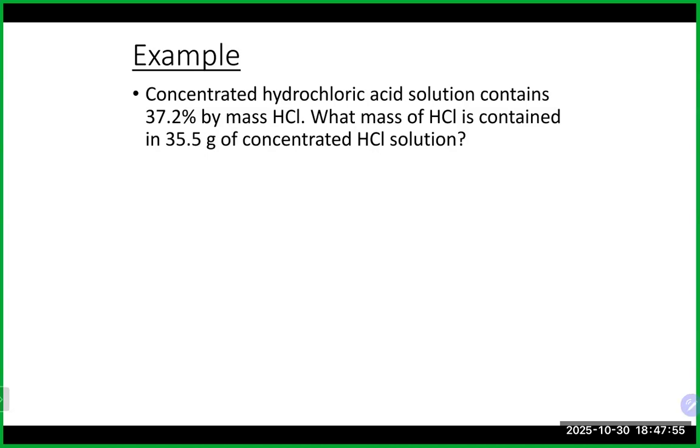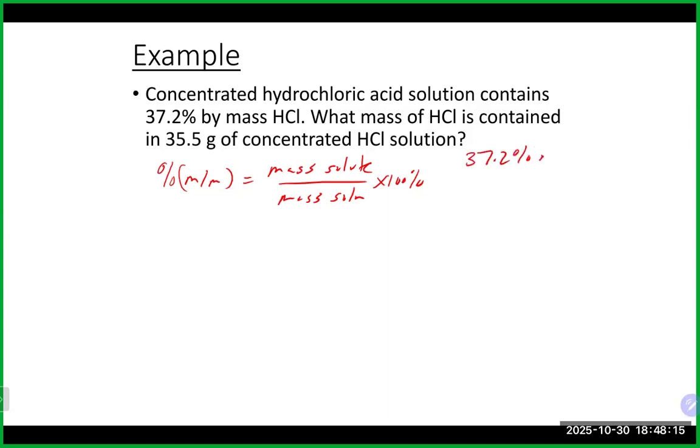So let's take a look. Clearly we're given a mass percent, so we could think about our formula here. And again, it's going to be our mass of the solute over the mass of the solution times 100%. In this case, we are given 37.2% by mass, and we have the mass of the solution, which is 35.5 grams. We're looking for the grams of the HCl.